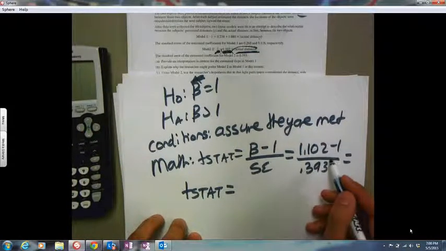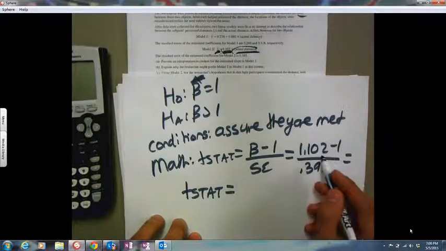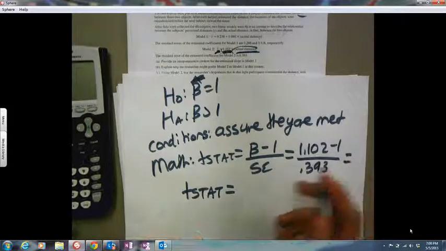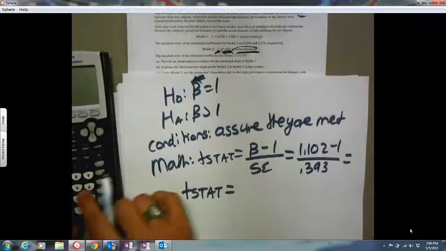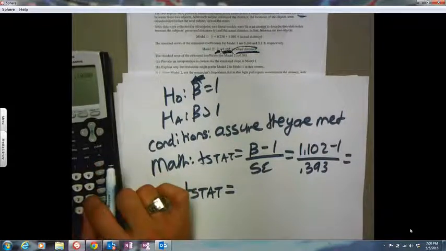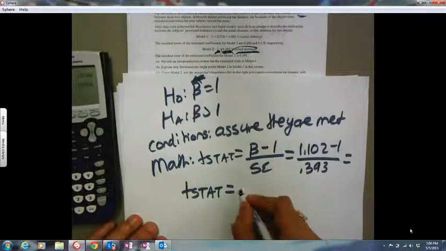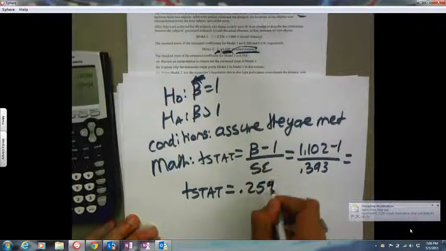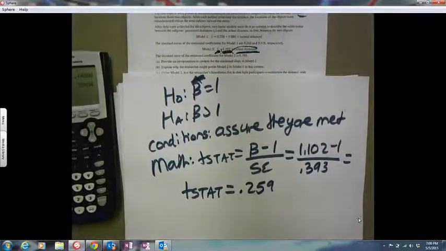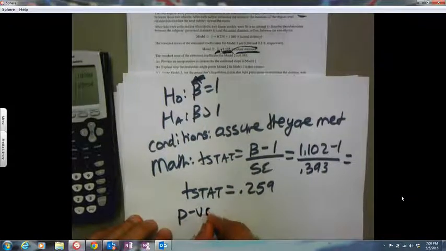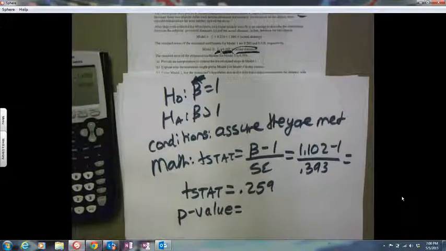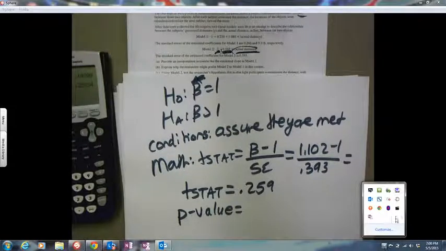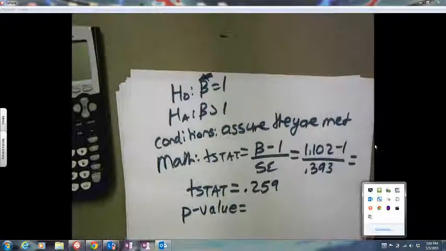So what am I going to get? I'm going to get 1.102 minus 1, divided by 0.393. This is 0.259. That's my t-stat. Now our question is, how do I get the p-value? When I look at this, I'm like, how am I going to get the p-value? That's actually very difficult, right?